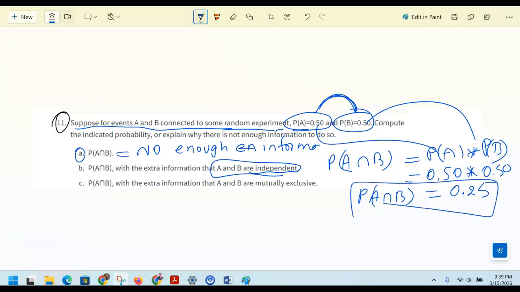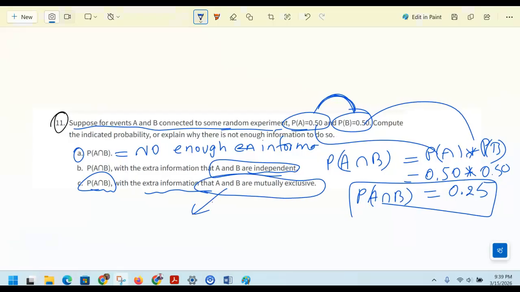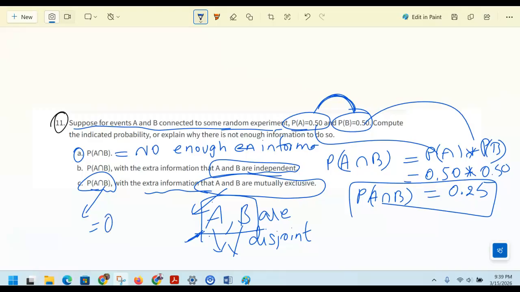The next question says to find this if A and B are mutually exclusive. So what does mutually exclusive mean? Again, the same thing: A and B are disjoint. A and B do not have any common outcomes. It basically means both A and B cannot occur at the same time. So this answer is 0.